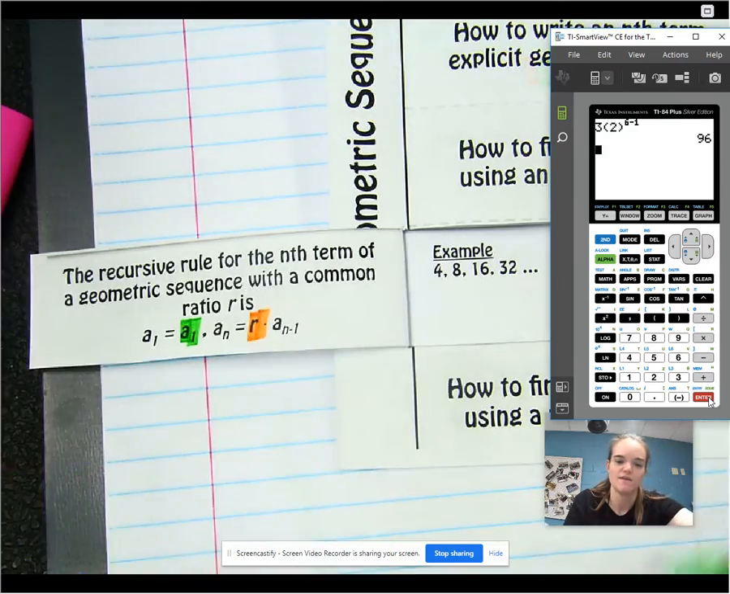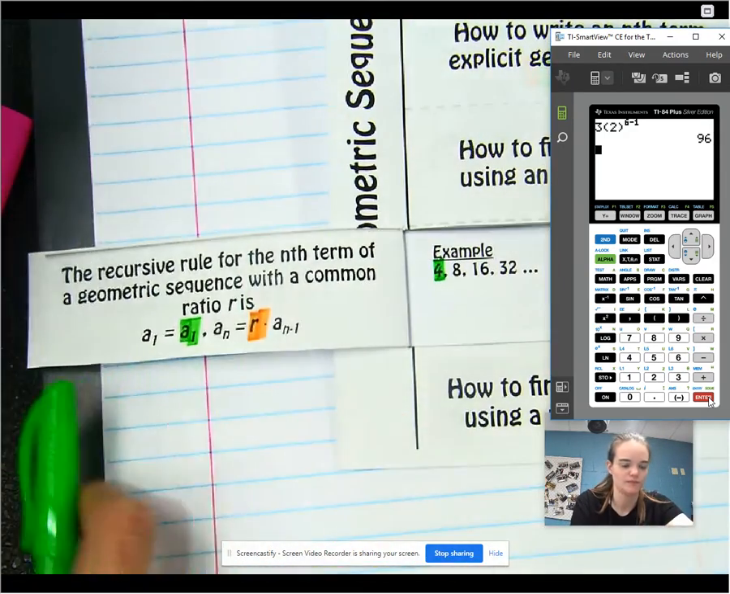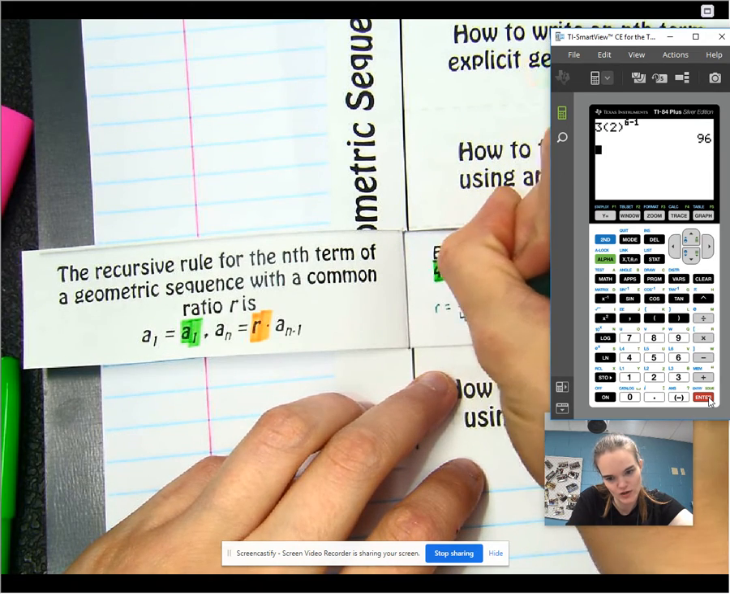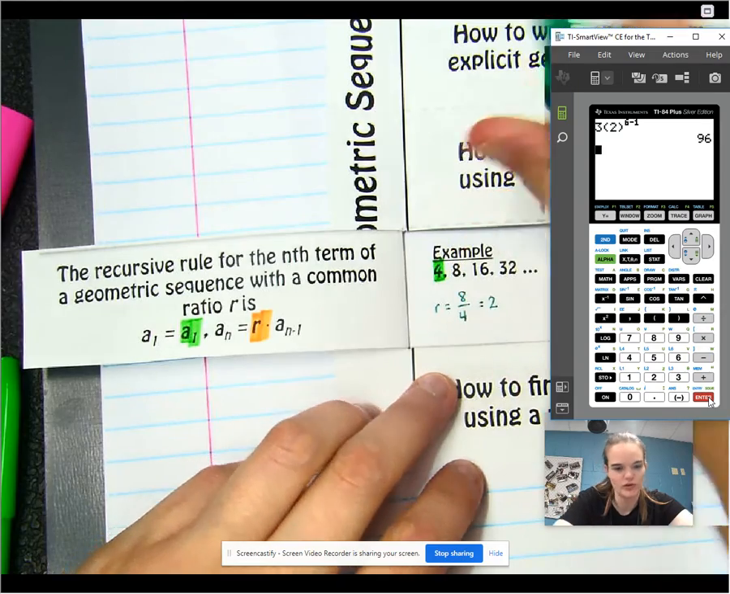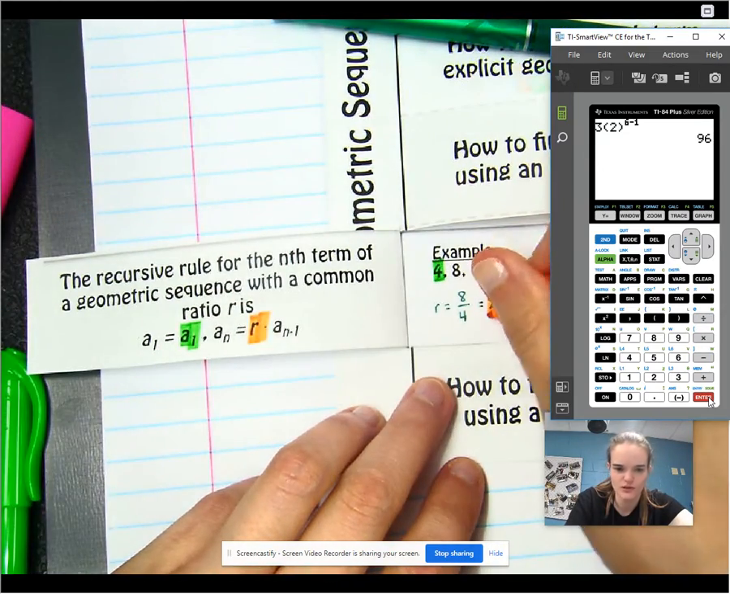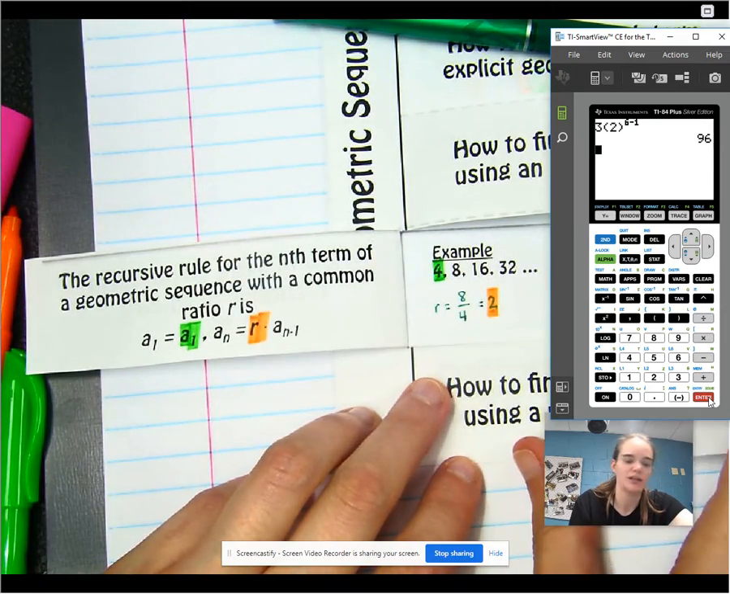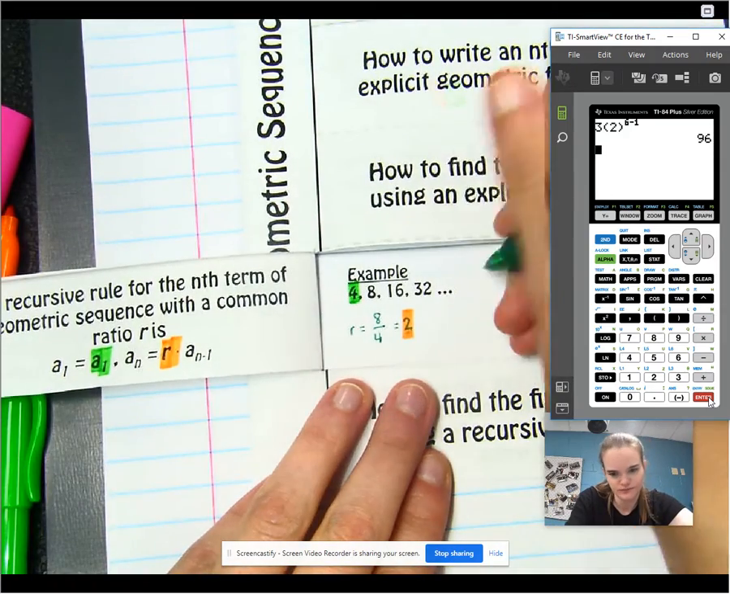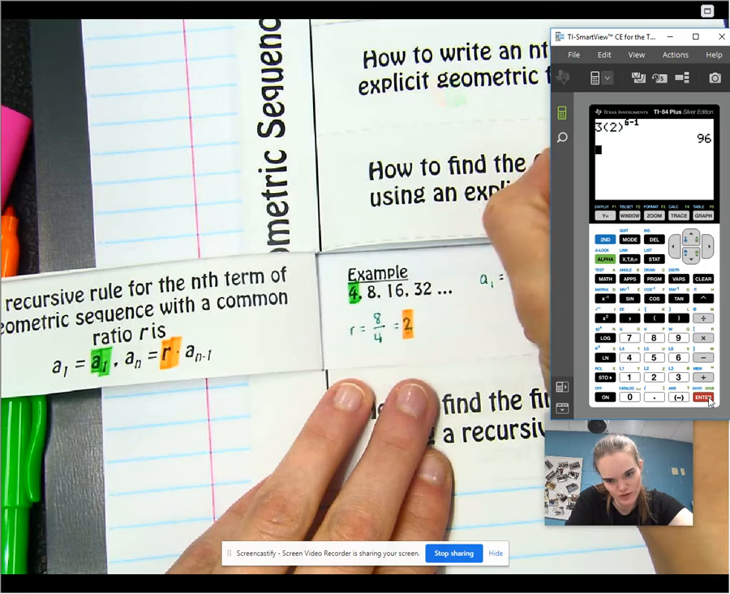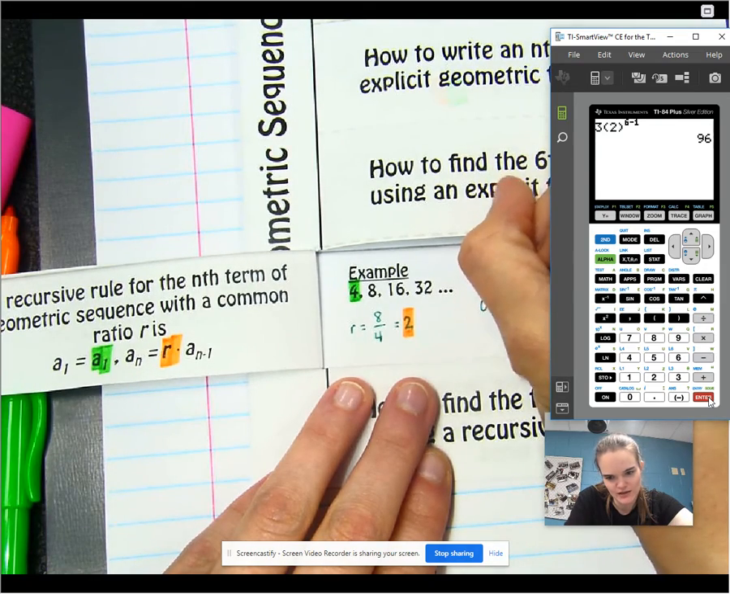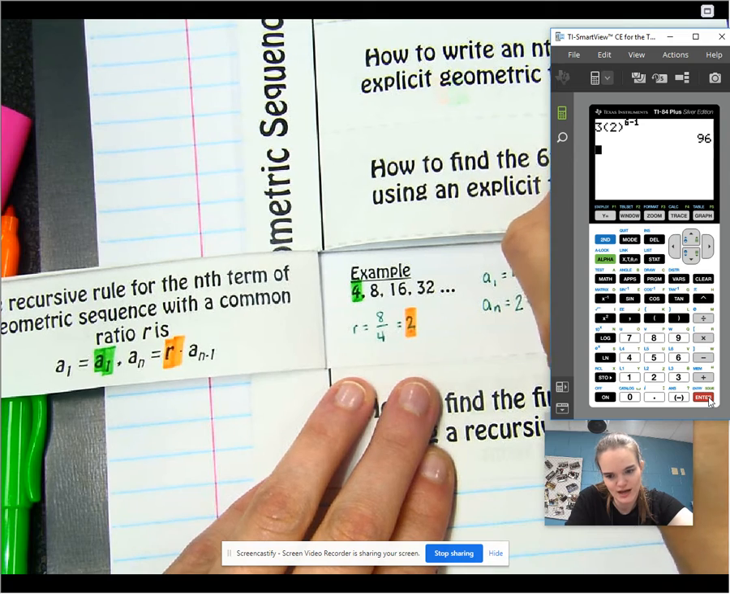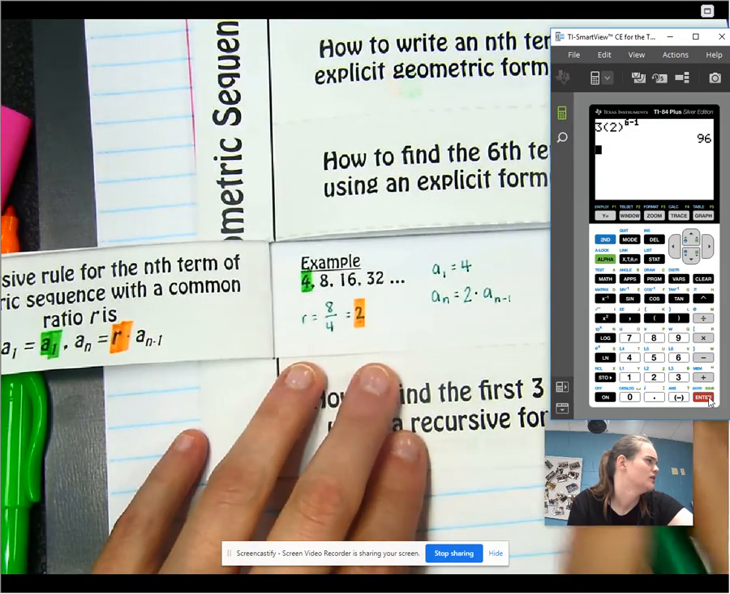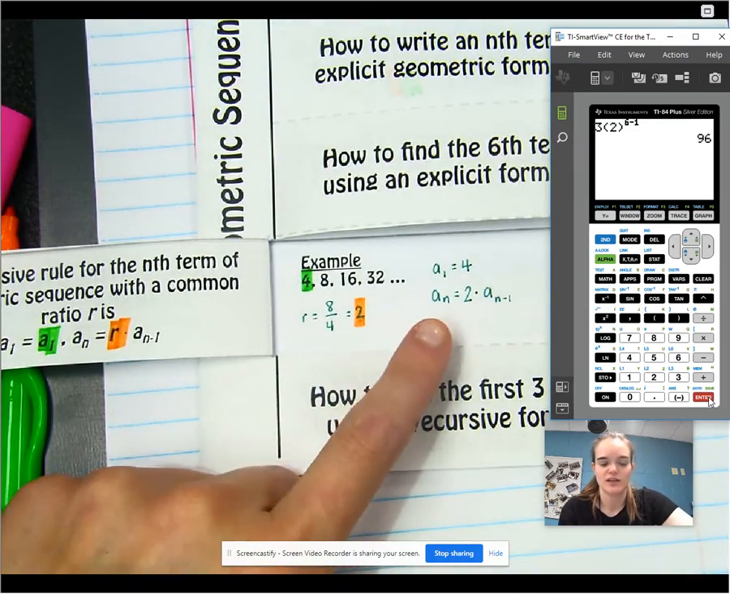So we're going to write that. First, our first term is 4. Our ratio is the second term 8 divided by the first term 4. So 8 divided by 4 is 2. So our common ratio is 2. Okay? Then we're going to plug it in. We're going to write a sub 1 equals 4 and a sub n equals 2 times a sub n minus 1. Remember that sub means it's below. It's written slightly below. That is the recursive rule.